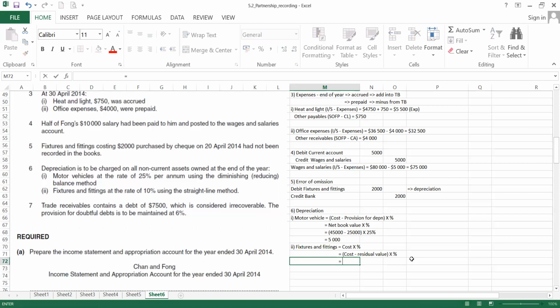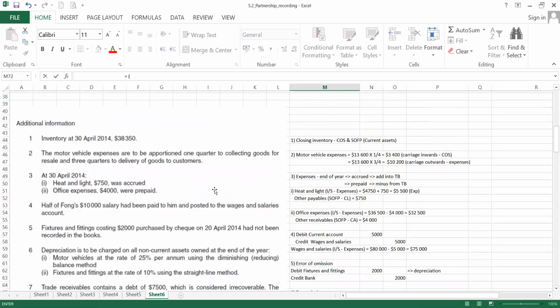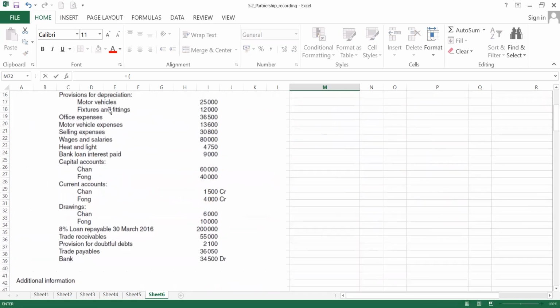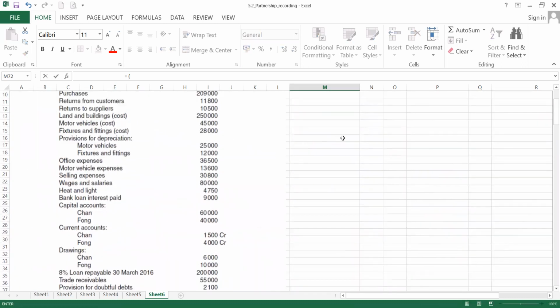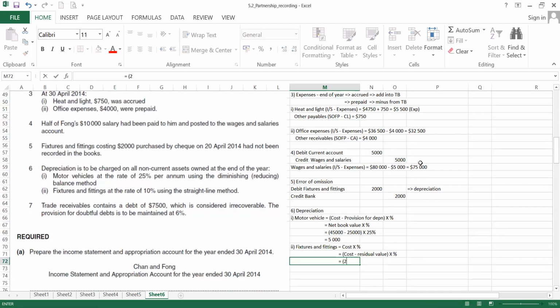So here is quite straightforward, but take note that number 5 information, the 2,000, is affecting the calculation. So our cost actually is how much? Our cost for the fixture is 28,000. Okay, 28,000, but we have 2,000 omitted, which is number 5 information, times the percentage, 10%. So we get 30,000 times 10%, which is 3,000. So this is the amount that we have.